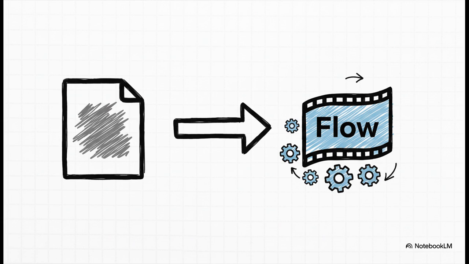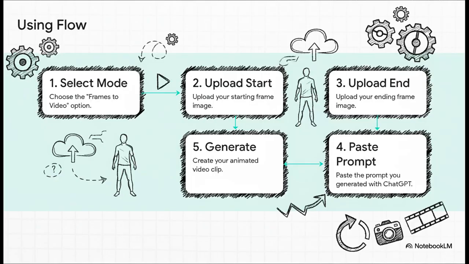With that perfectly crafted prompt in hand, we head over to our second tool for this stage, which is the Flow video service. This is where the magic of animation actually happens. And the process inside Flow is incredibly straightforward. You just select the frames to video option, upload your starting image, upload your ending image, and then you just paste in that awesome motion prompt we just got from ChatGPT. You hit generate, and boom, Flow creates an 8-second animated clip that smoothly transitions between your 2 poses.